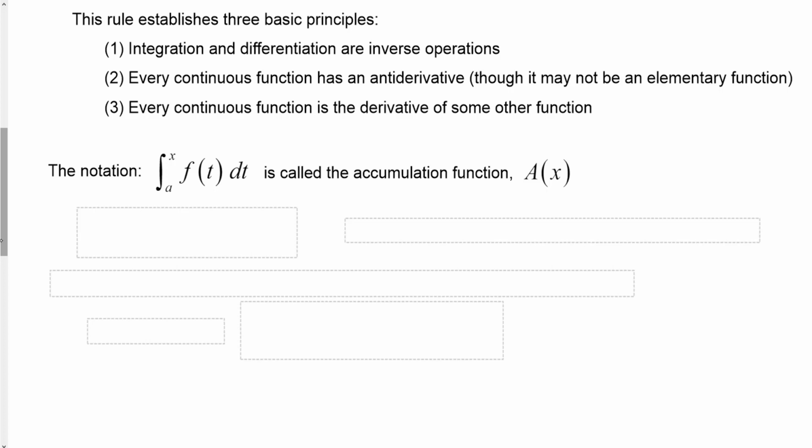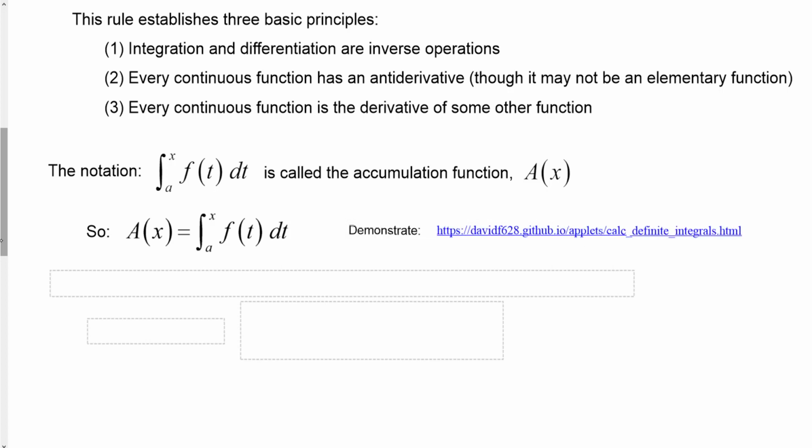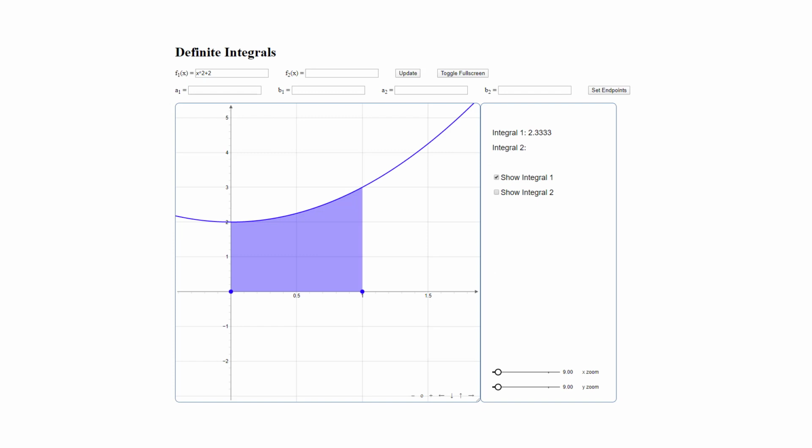First off, the notation, the definite integral from a to x of f of t dt is called the accumulation function. So A of x, the accumulation function of x, is the definite integral from a lower bound a to x of f of t dt. Let me show you what that's going to look like exactly. An accumulation function gives me the value of the area under the curve from a specific starting point up to some other given endpoint.